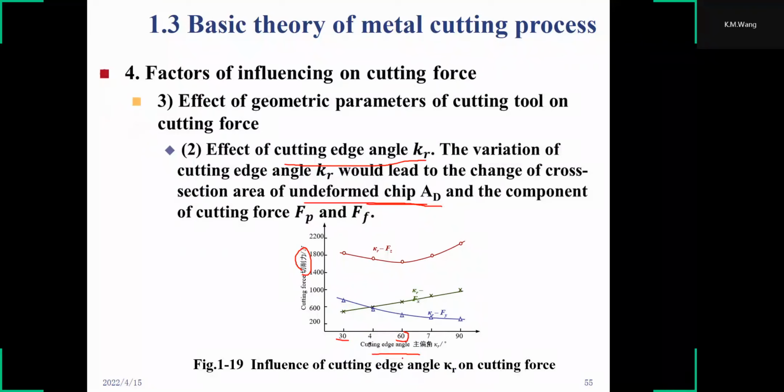When the cutting edge angle increases from 60 to 90 degrees, the influence of the round nose on the cutting force increases gradually. This increases the chip-tool friction and makes the chip flow more difficult. This causes the cutting force to increase gradually.